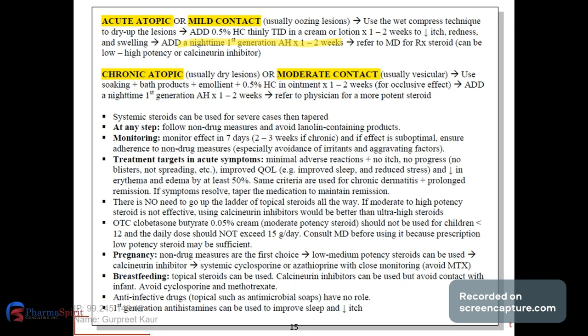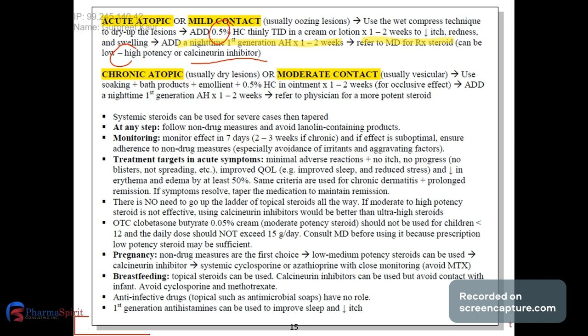If we continue to see no improvement, then we have to refer the patient to the physician for a steroid. By the way, the steroid that the doctor will prescribe doesn't have to be a high potency steroid. As you can see here, we used hydrocortisone 0.5%. When we say refer the patient to the physician, we are not necessarily expecting the physician to prescribe high potency. The physician may actually prescribe a low potency steroid, because some of the low potency prescription steroids are really effective in this case. But anyway, the physician will decide which steroid the patient should use, and sometimes even the physician will use calcineurin inhibitors. So this is how to manage acute atopic dermatitis or mild contact dermatitis.